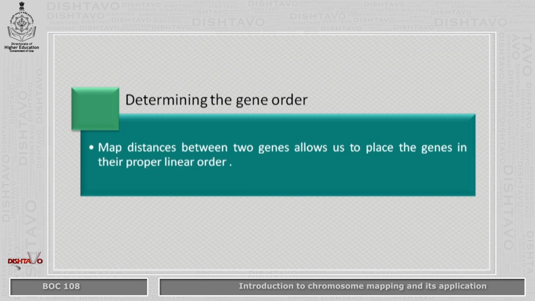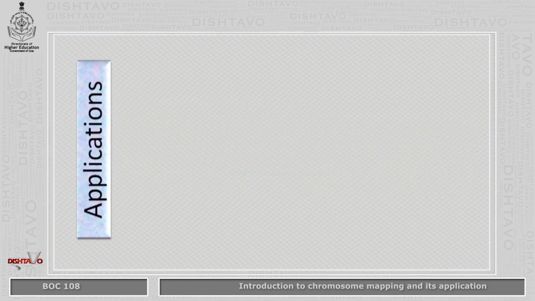The third aspect is determining the gene order. Once we determine the map distance between two genes, it allows us to place the genes in the proper linear order, and hence we determine the gene order on a chromosome.